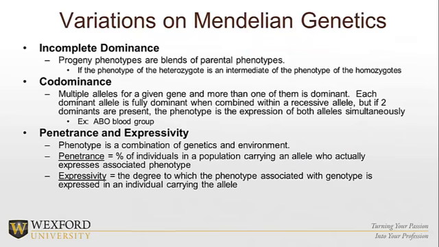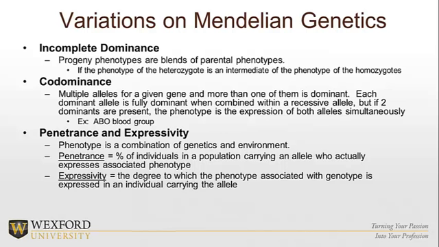Now, a couple of variations on Mendelian genetics, and actually we're going to get into this more next week. Once again, I'm just introducing concepts a little early. Incomplete dominance is where the offspring, the progeny, phenotypes, the physical manifestation is a blend, where it's not 100% round, it's not 100% wrinkled, as our examples go. That is where the phenotype of the heterozygote is, once again, some kind of intermediate. It's not a complete dominance of one over the other.